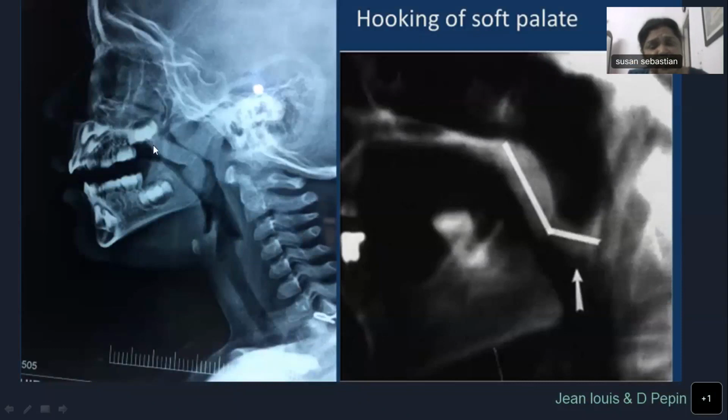Another thing we can do is an X-ray soft tissue neck lateral view, which we commonly do for tonsils and adenoids. You can see the adenoid is obstructing the airway, the tonsil is also obstructing the airway, and the soft palate is hooked between the two. This is called the typical hooked soft palate appearance.